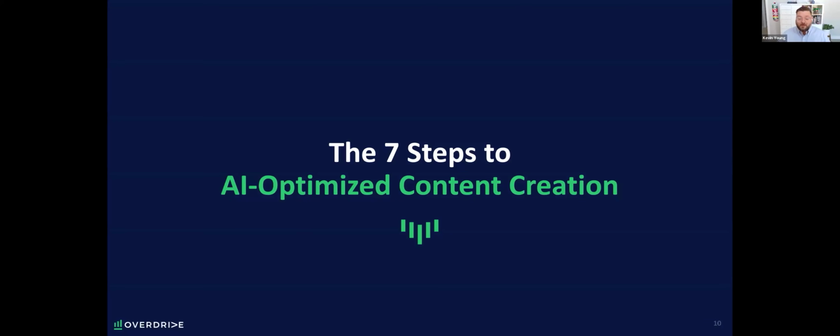We've discussed how the industry is changing and how we can keep up with these changes. Now let's get a little bit more practical, a little more hands-on, and talk about how we can create content that is optimized for AI-based search experiences.